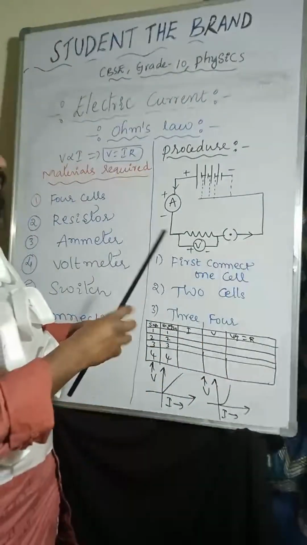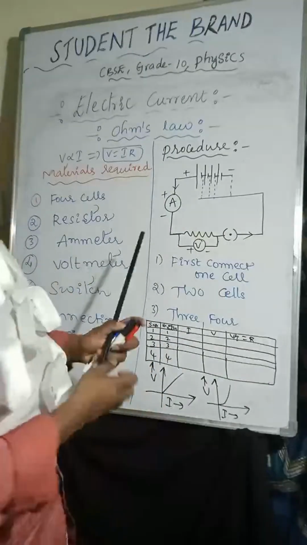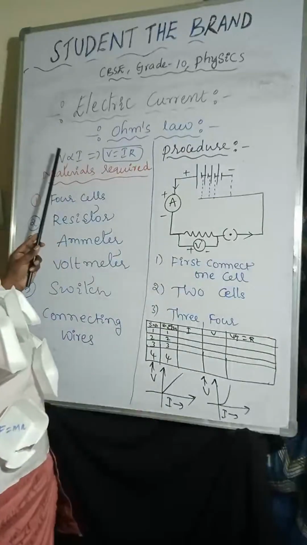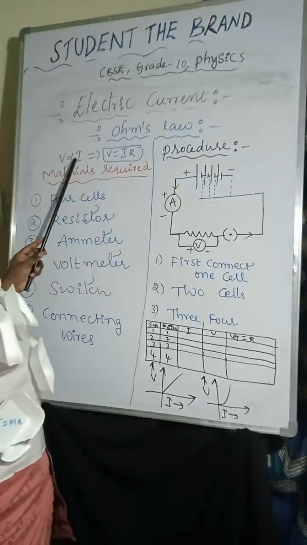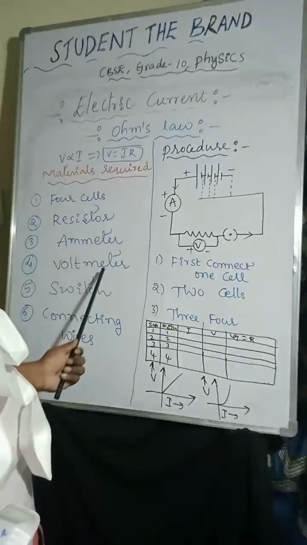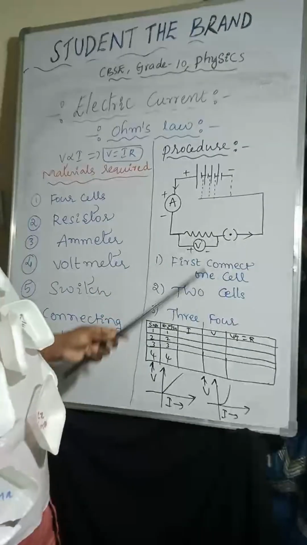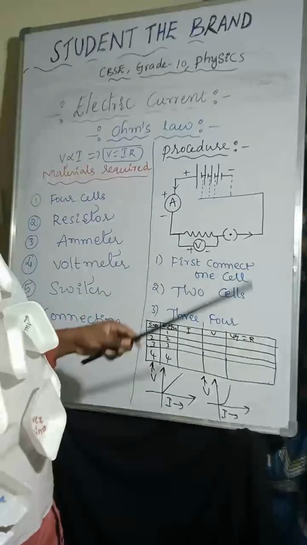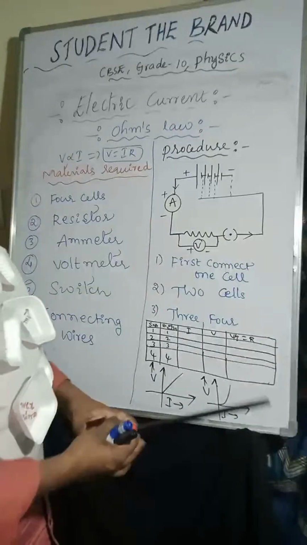Observe carefully here. Ohm's law: at constant temperature, the potential difference across the ends of the given metallic conductor is directly proportional to the current flowing through it. V is directly proportional to I, V equals IR. Materials required: 4 cells, resistor, ammeter, voltmeter, switch, connecting wires. First connect one cell and note down the ammeter and voltmeter readings, connect 2 cells and note down the readings, and repeat the process for 3 and 4, and mention them in the tabular form given below.